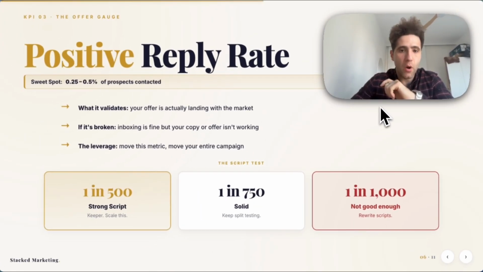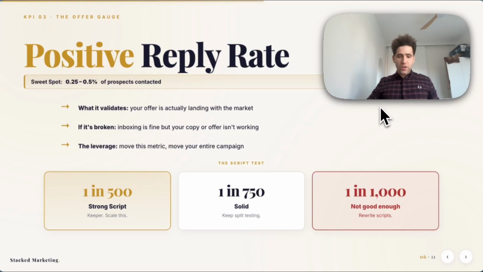And then we have positive reply rate. The positive reply rate basically helps you understand whether or not the market has validated your offer. If you have a positive reply rate of anywhere between 0.25% to 0.5%, the data is telling you that your cold email scripts are working, and that people are interested in what you're trying to sell them. So this is a really strong metric. It helps you understand and validate your offer.